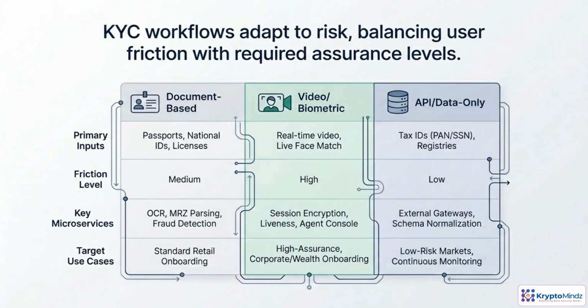Think of KYC not as one fixed workflow, but as a toolbox you tune to risk. Document-based flows use passports or national IDs, giving medium assurance with moderate friction and classic OCR and fraud checks. Video and biometric flows add liveness and live face match, raising assurance for high-value or high-risk onboarding at the cost of more friction. API or data-only checks sit at the low-friction end, ideal for low-risk markets or ongoing monitoring rather than initial proofing.